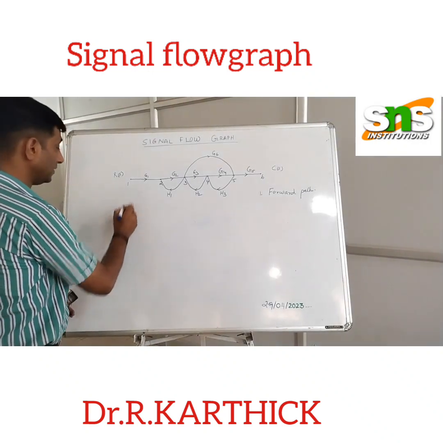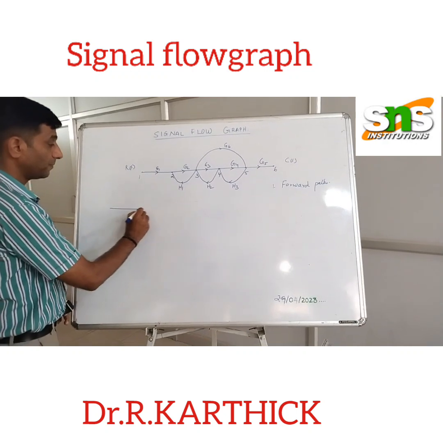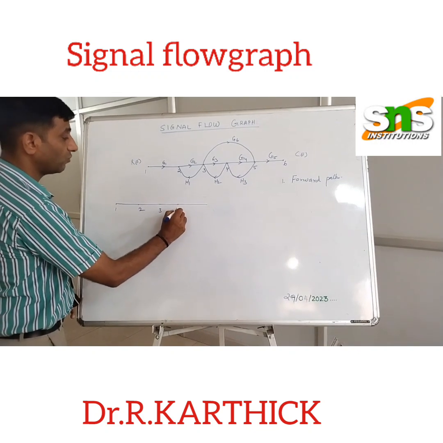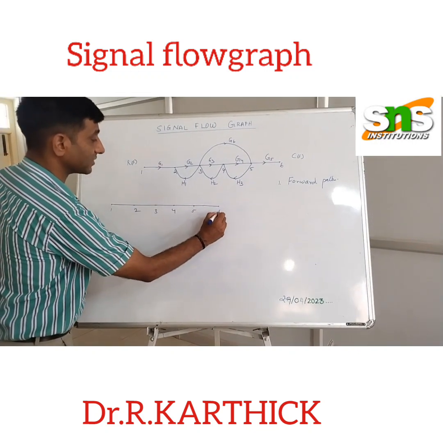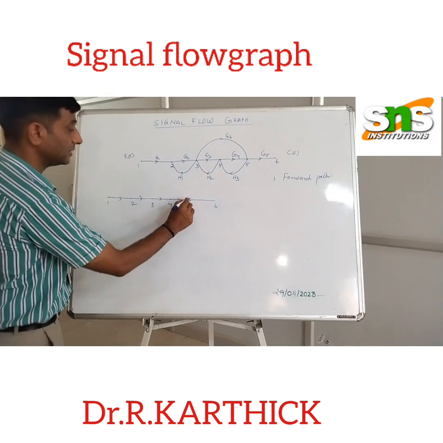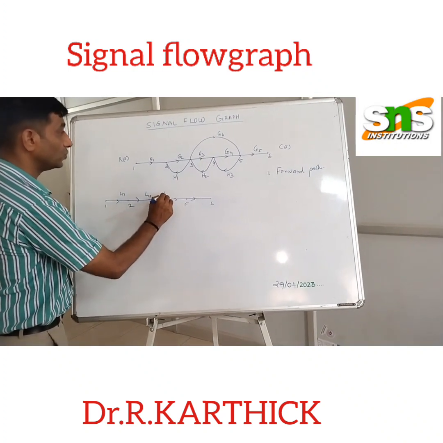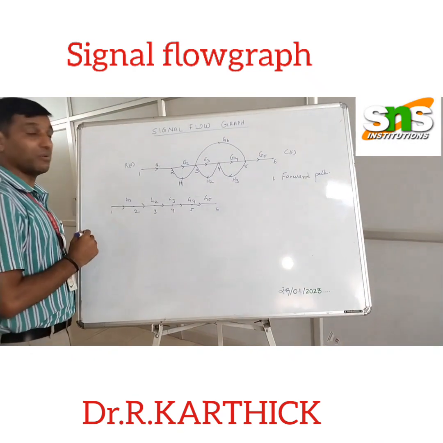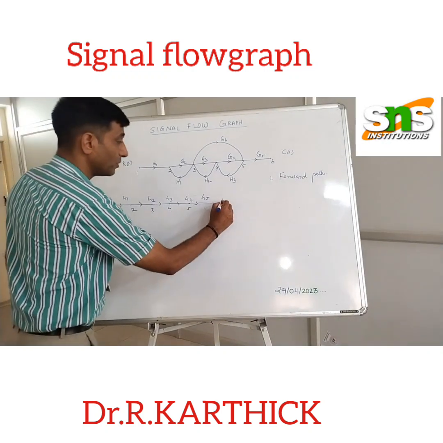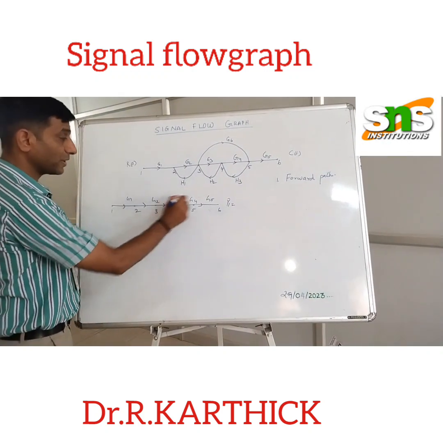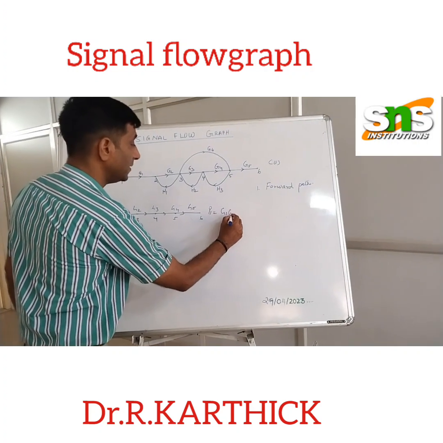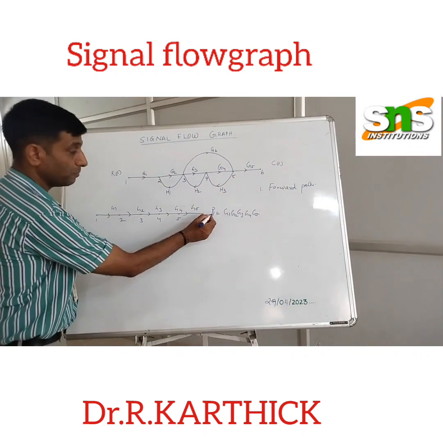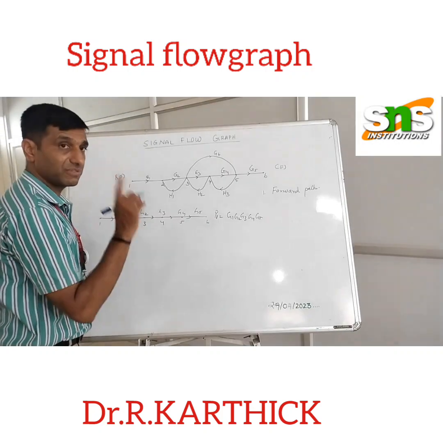So this is one forward path. I am just writing it over here. This is the first forward path, 1, 2, 3, 4, 5 and 6, with G1, G2, G3, G4 and G5. I will indicate this as P1, which is nothing but multiplying all the transfer functions, so I get G1, G2, G3, G4 and G5. P represents the forward path, and 1 represents the first forward path.